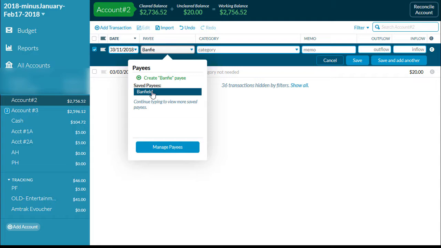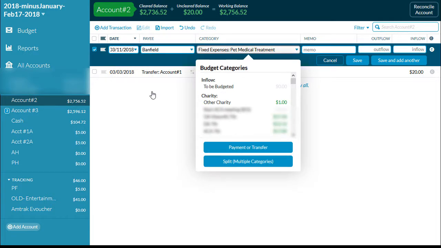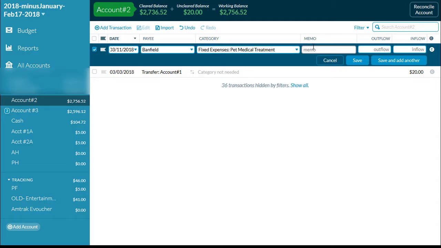It fills it in. And what's really nice about YNAB is it remembers the last category you associated with that payee. So it popped right up with my pet medical treatment. In the memo, I like to write down what I'm buying, not food. I'm not going to write down every single food item, but on a specific medical treatment or medicine for the dog, I like to write down what it is. So if I ever want to see how often I'm buying the medicine, I can see that as an example.